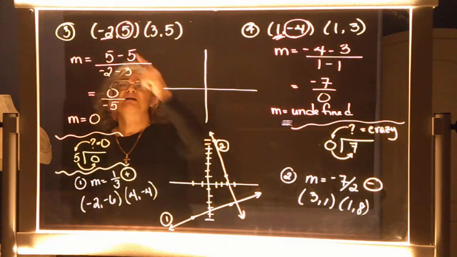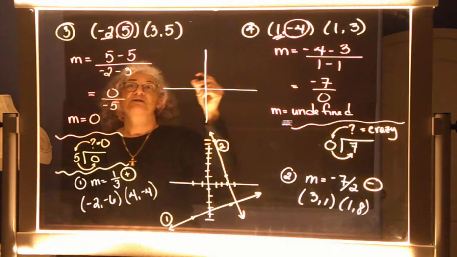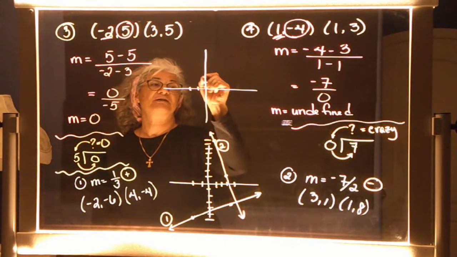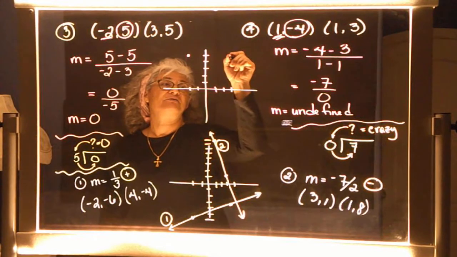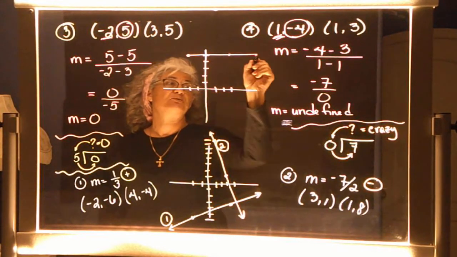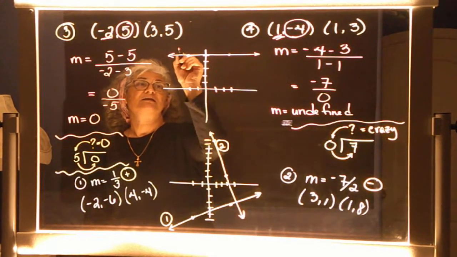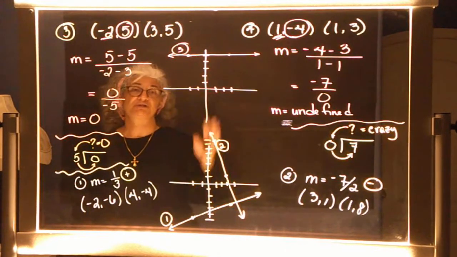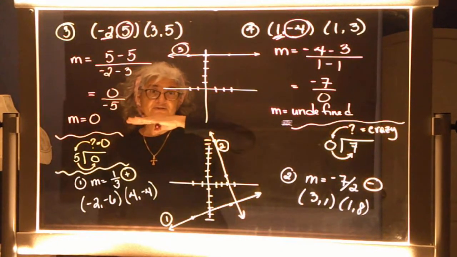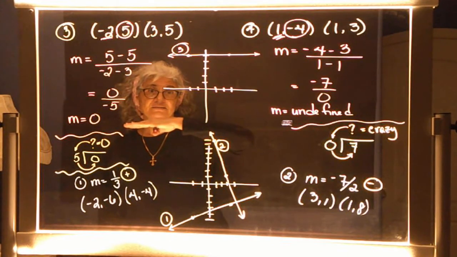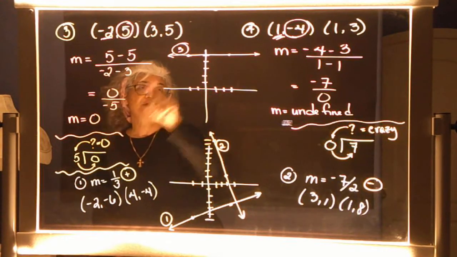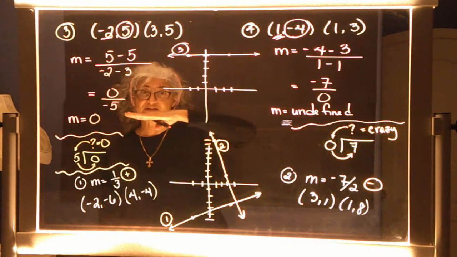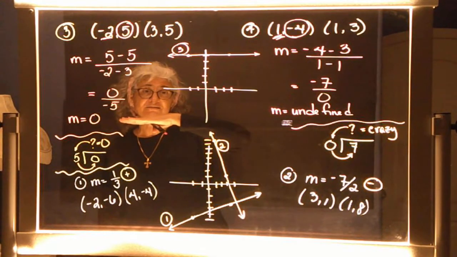Number 3, I'm going to plot these 2 points. So we have -2 and then 5. And we have 3 and 5. And when I plot those 2 points for number 3, do you notice I have a horizontal line? Yeah, it's a flat line, isn't it? It's kind of like there are 0 hills to be found, right? My slope is 0. I got 0 hills to be found. It's a flat line, flat land.